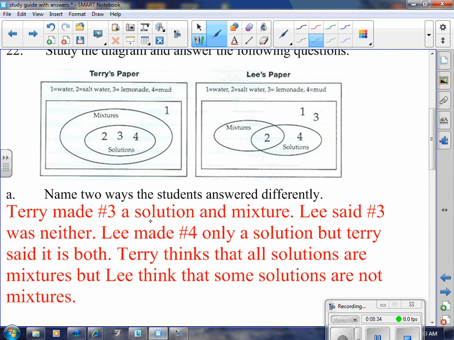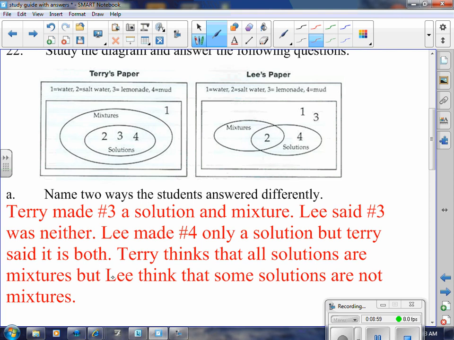Terry made number 3 a solution and a mixture. Well, number 3 is lemonade. Is lemonade both a mixture and a solution? Yes. Lee said it was neither. Well, lemonade certainly is. Okay. Lee made only number 4 a solution, but Terry said it's both. So see how Lee has 4 out here. 4 is mud. Terry says it's both.